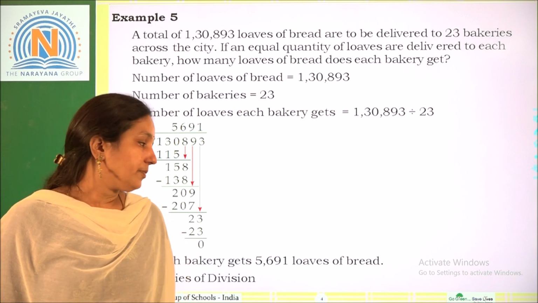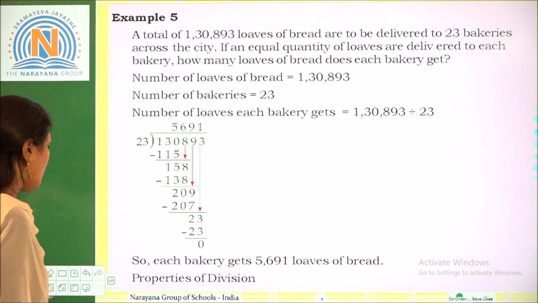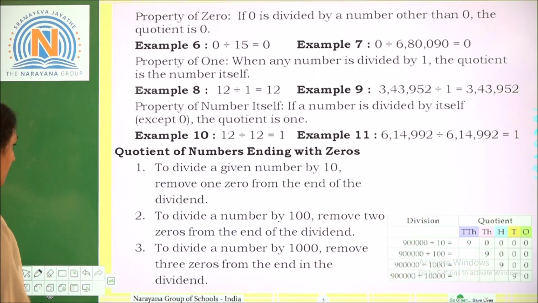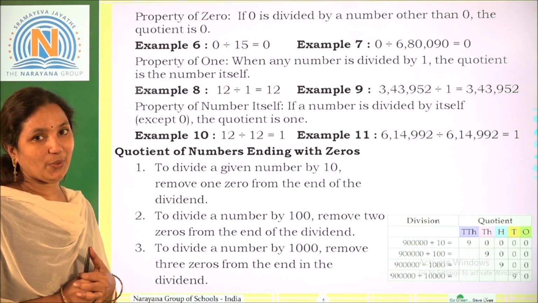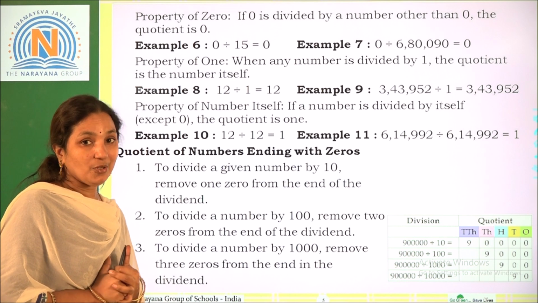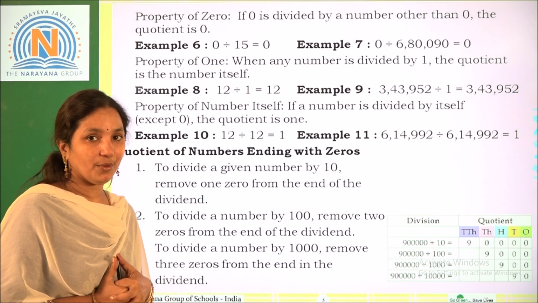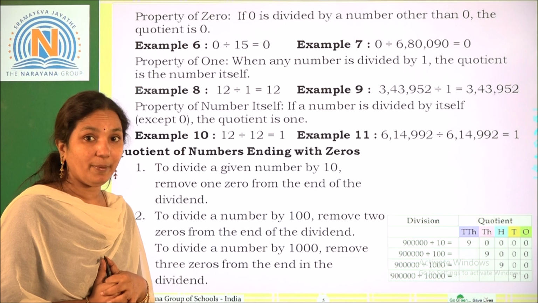So you already know some division properties. Now once again recapitulate and learn the properties of division again. So coming to the first property, property of 0. What are the properties of 0? You already learned in previous classes.